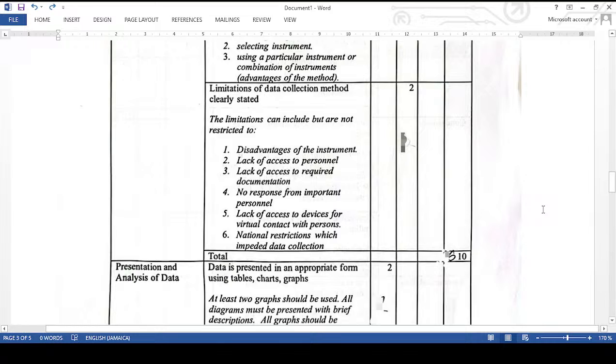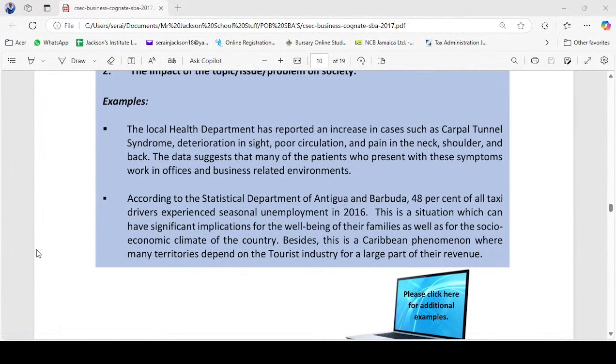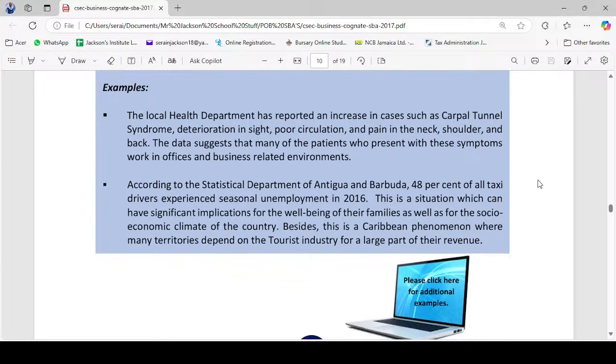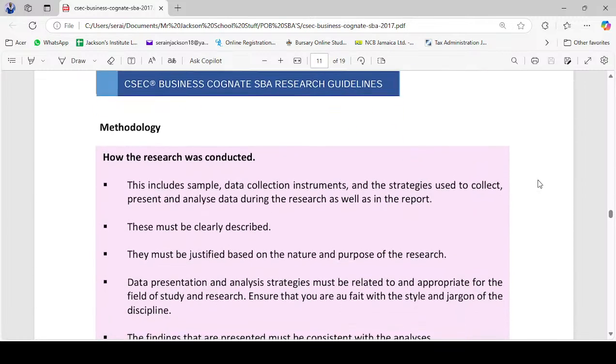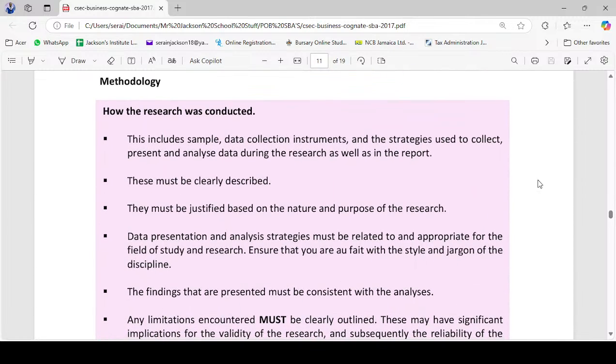The methodology is worth 10 whole marks. So you want to ensure that you double down and get as many marks as you possibly can, right? So let's look at some more information concerning the methodology. It speaks to how the research was conducted. This includes sample, data collection instruments, and the strategies that you use to collect, present, and analyze data during the research as well as in the report. These must be clearly described.